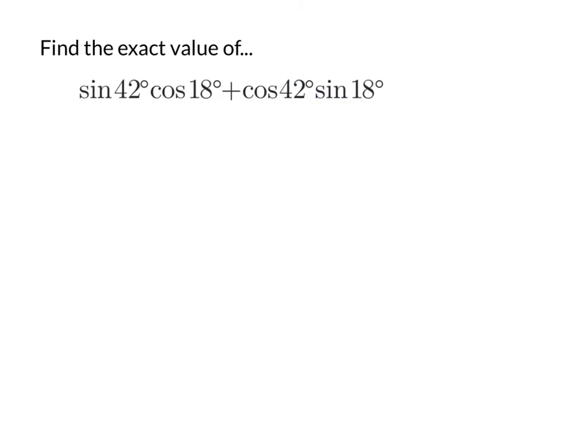Let's say we want to find the exact value of sine 42 degrees cosine 18 degrees plus cosine 42 degrees sine 18 degrees. Just the form of this, having sine and cosine, the same two angle measures, 42 degrees and 18 degrees, should remind you of one of the sum or difference identities. Since it's sine cosine, cosine sine, that means we're dealing with the sum or difference identity of sine using 42 degrees and 18 degrees.